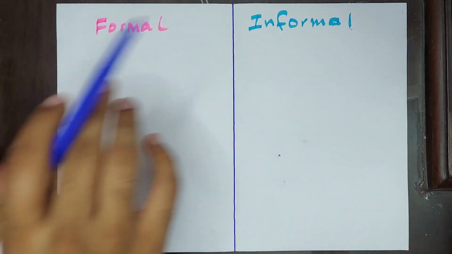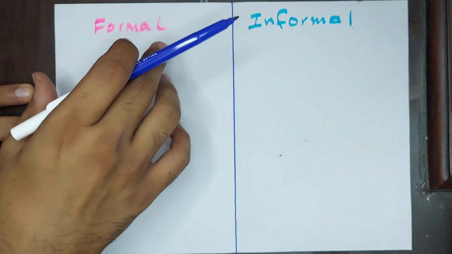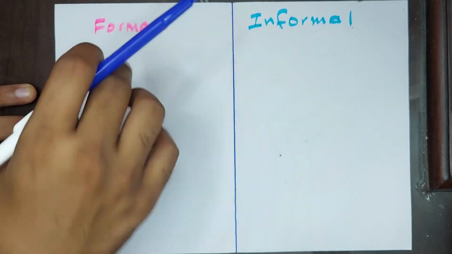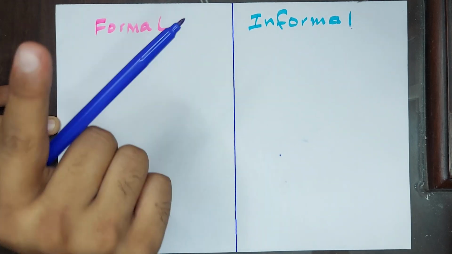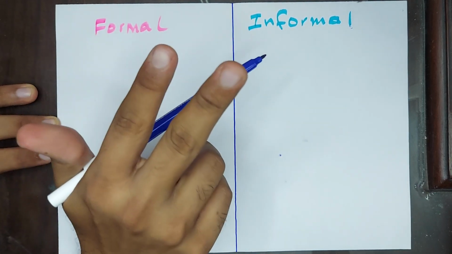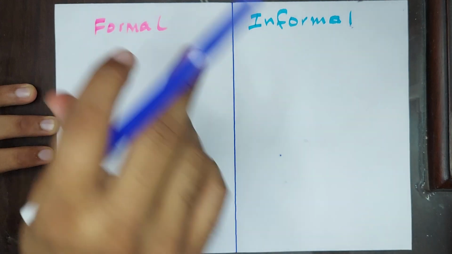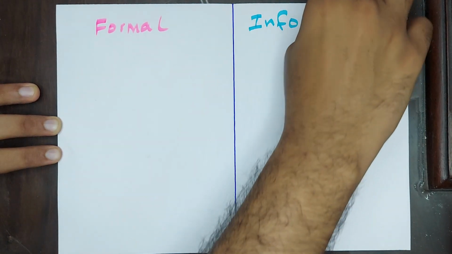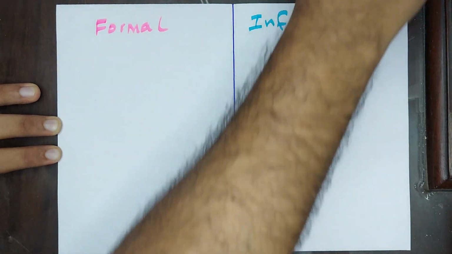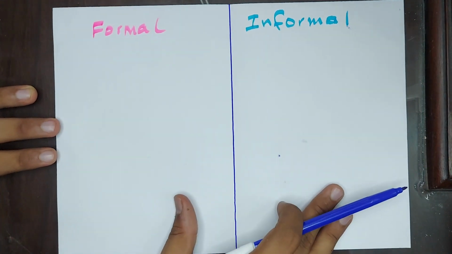Okay, so we've talked about three important aspects: the type of people that you can write to in a formal or informal letter, the opening, as well as the opening sentences, the type of sentences that you can use to open up. Now we're going to talk about the situations that can lead to writing a formal or an informal letter.